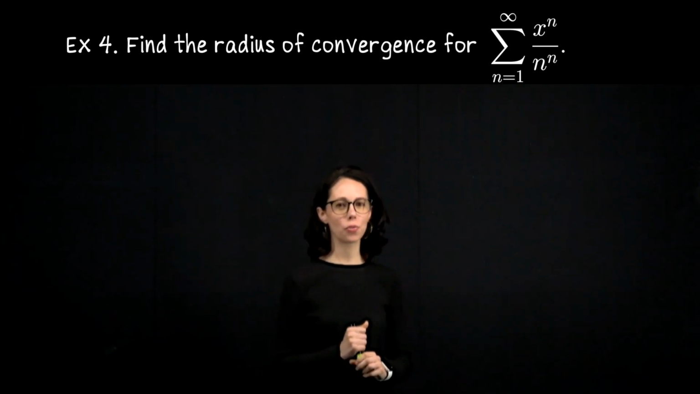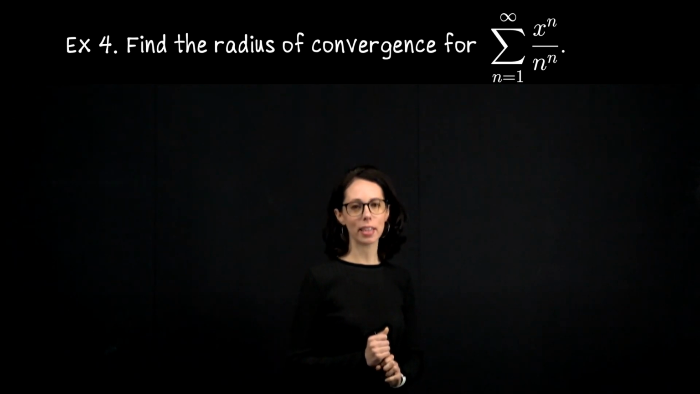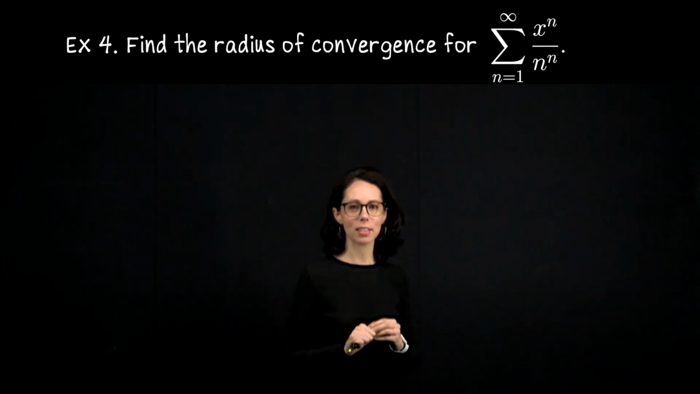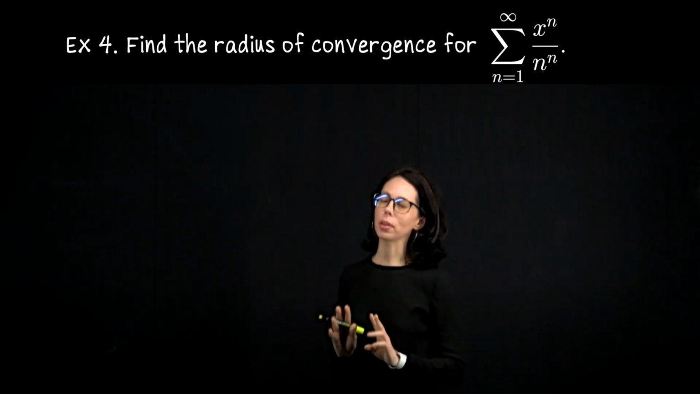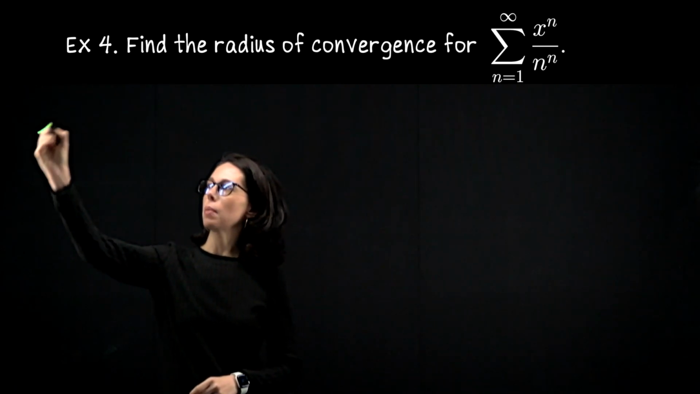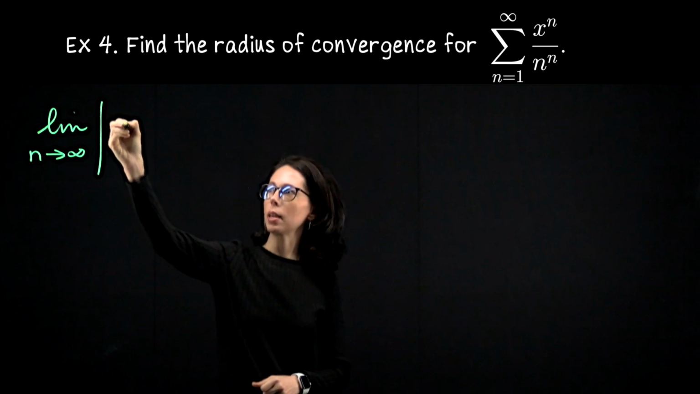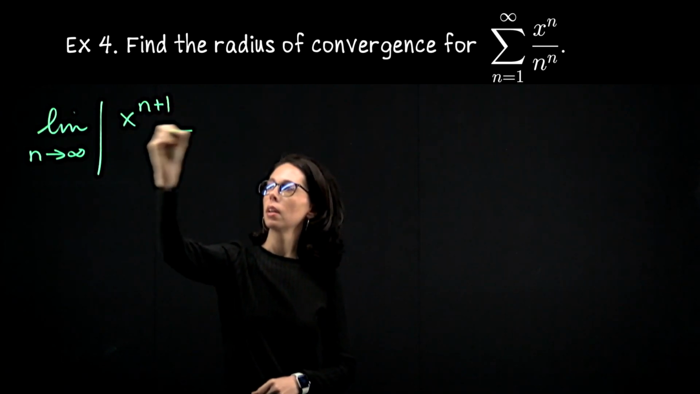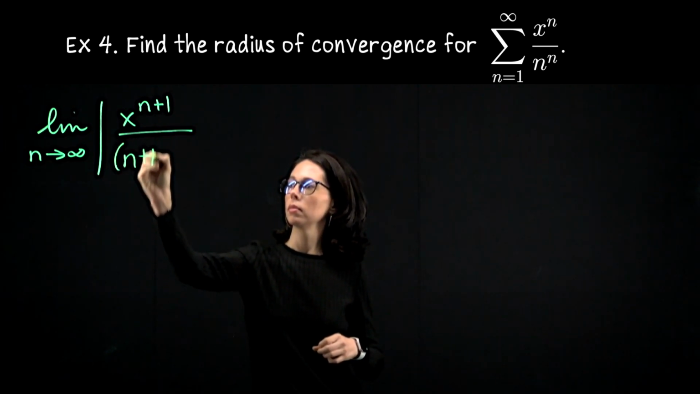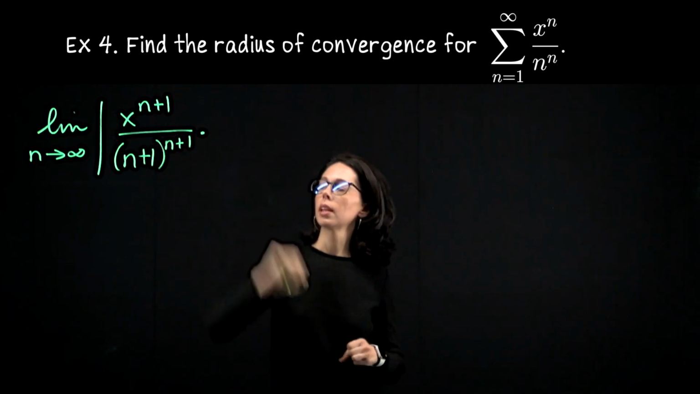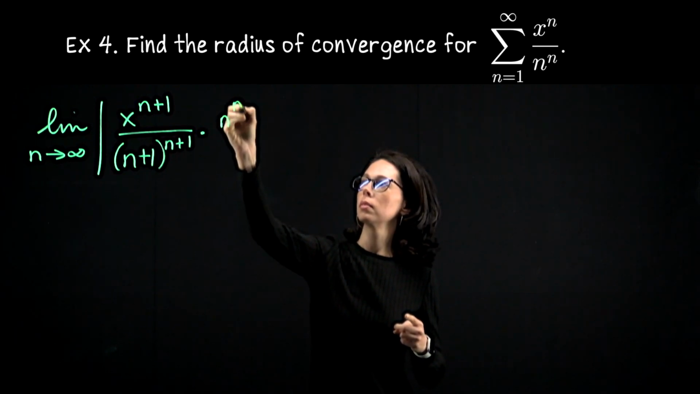Okay, so for our new fourth example, let's consider the power series whose terms look like x to the n divided by n to the n. I'm going to do the ratio test on this expression, and it's a little bit of an advanced limit, so I'm going to do it two different ways. I hope you like at least one of them. So let me set up the limit as n goes to infinity of the quantity x to the n plus 1 divided by n plus 1 to the n plus 1, and then times the reciprocal of the expression as it's given to us, so n to the n divided by x to the n.